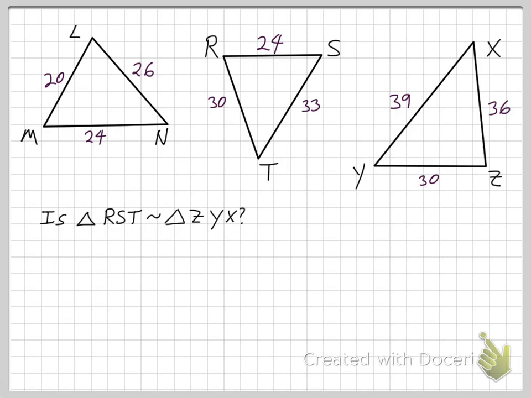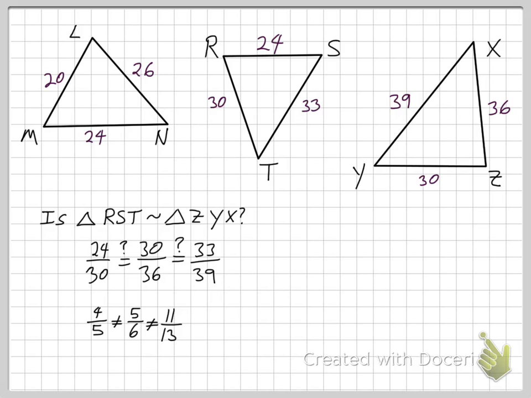Okay. So let's try the same thing with triangle RST and triangle ZYX. So we have, is 24 over 30 equal to 30 over 36, which is equal to 33 over 39. And remember, these are, of course, the corresponding side lengths, and we're trying to find out if they're proportional, if they're in the same ratio. When we bring them down into lowest terms, we can see that they are not proportional, and so, again, no, these two triangles are not similar. So let's try the last pair and see if that will work.